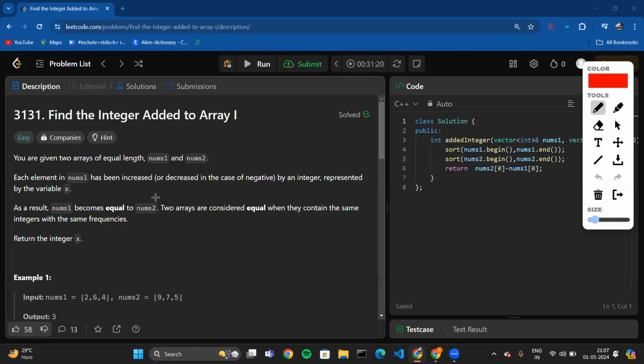Hello guys, what's up? We are back again with another question, and this is the first question of the contest, which states: find the integer added to array 1.